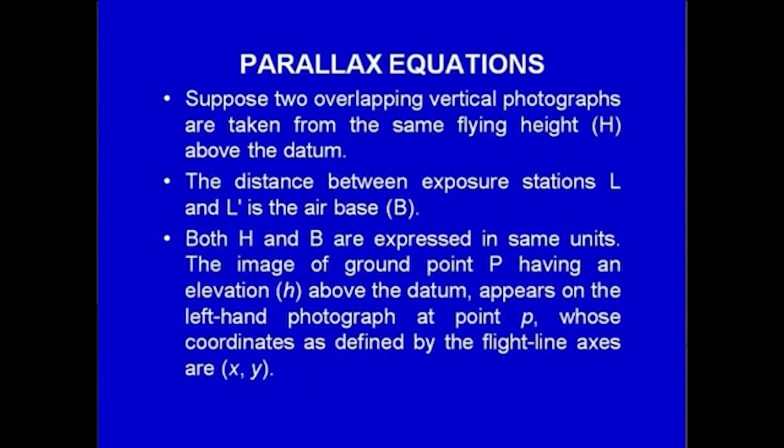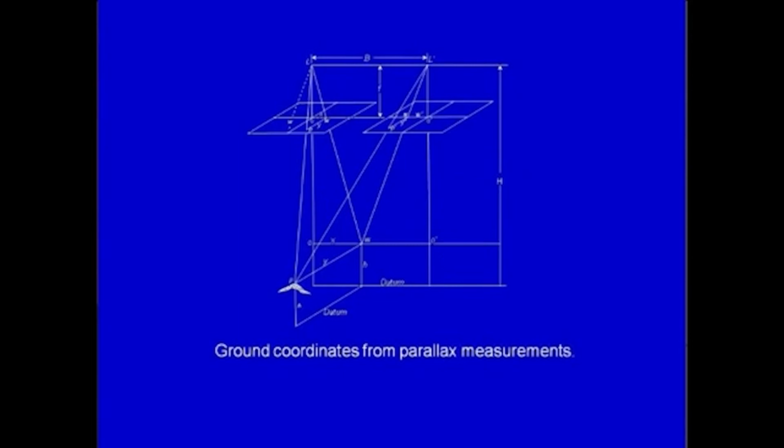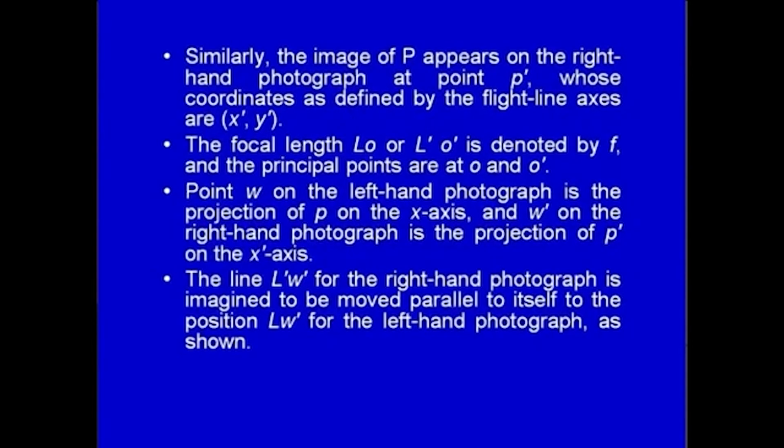The image of ground point P having an elevation small h above the datum appears on the left hand photograph at point p, whose coordinates, defined by the flight line axes, are x, y. Similarly, the image of P appears on the right hand photo at point p dash, whose coordinates, defined by the flight line axes, are x dash, y dash.